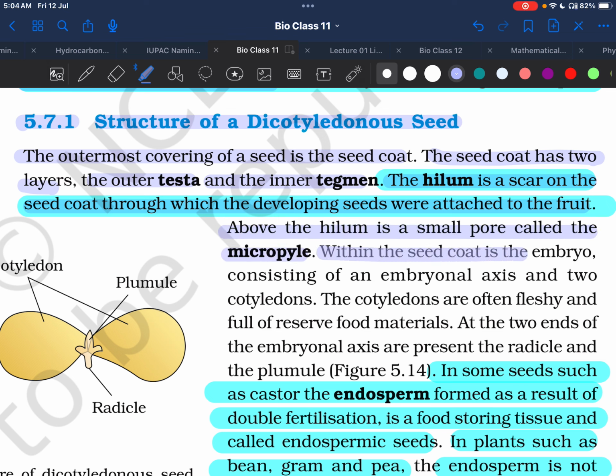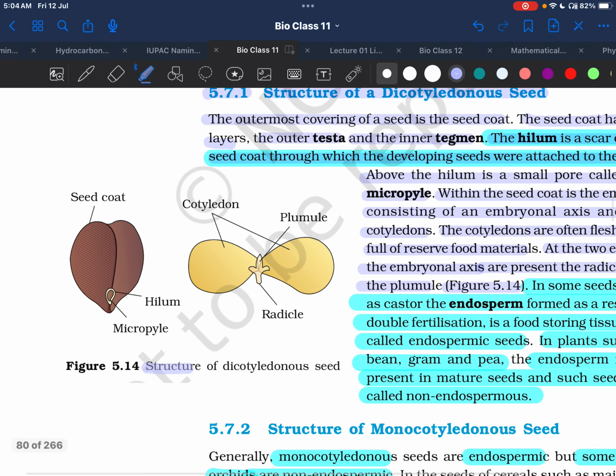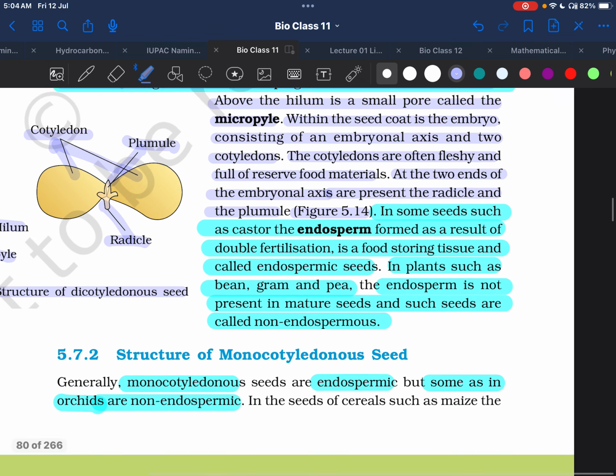Within the seed coat is the embryo consisting of an embryonal axis and two cotyledons. The cotyledons are often fleshy and full of reserved food materials. At the two ends of the embryonal axis are present the radicle and the plumule. Figure 5.14 Structure of dicotyledonous seed. Seed coat, hilum, micropyle, cotyledon, plumule, radicle.